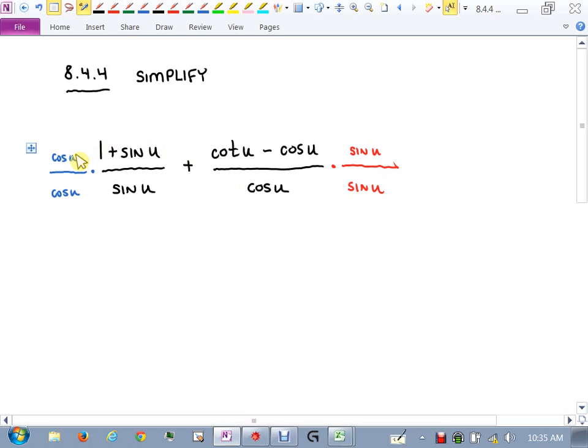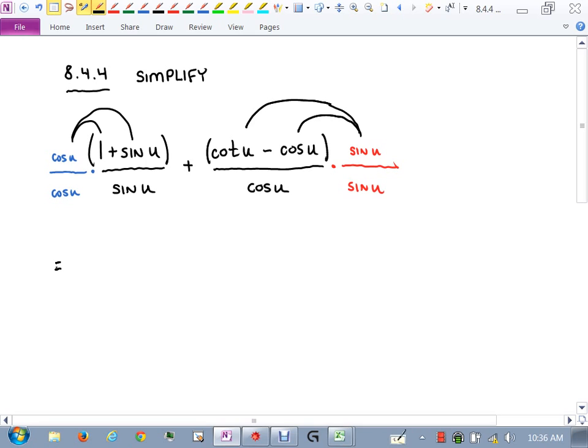And I will have to multiply this cosine u times these two only, the sine u times these two only, because there's addition between these. So let me go ahead and distribute this. This cosine u is going to distribute here and here. And then this sine u will distribute here and here. When I distribute all that out, all of that will be over the common denominator, won't it?